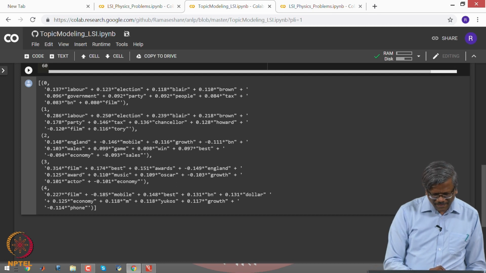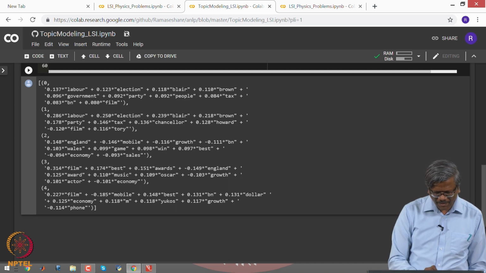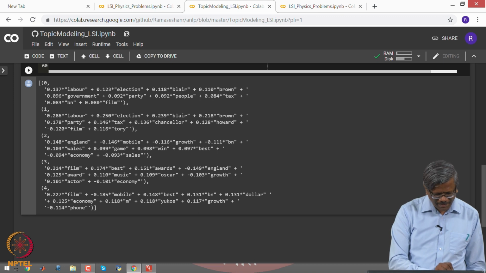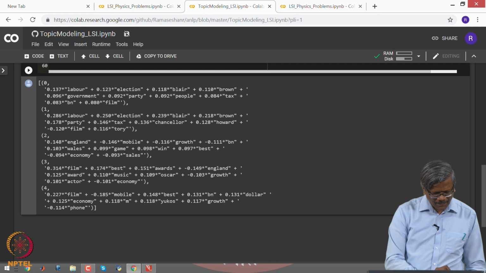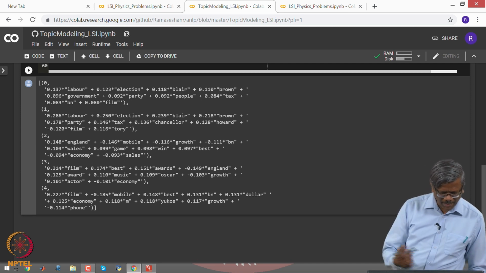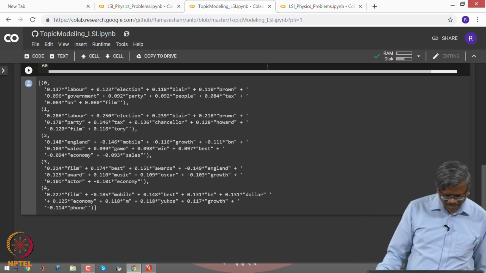Let's look at the fourth one: film, best, awards, award, music, Oscar, actor, economy, right. If you look at the positive ones, we have film, best, awards, award, music, Oscar, actor. So, it could be related to entertainment. Let us look at the last one: film, best, dollar, economy, UCOS, growth, phone. Maybe it is both business and some technology aspect into it.